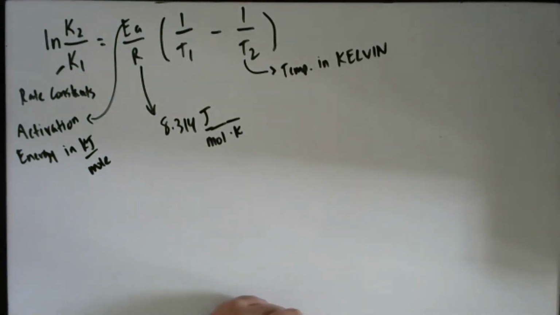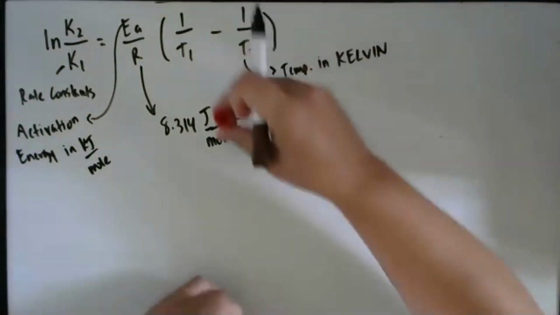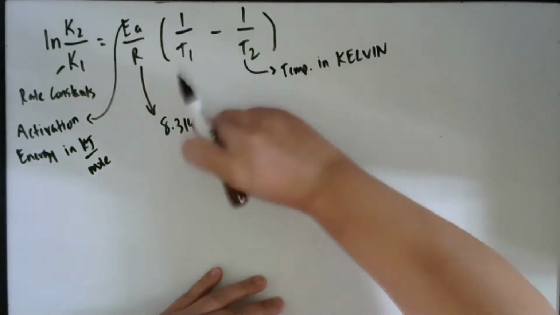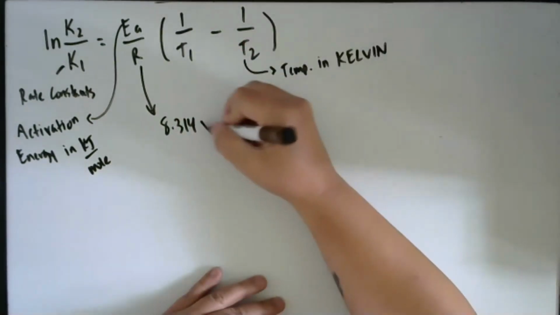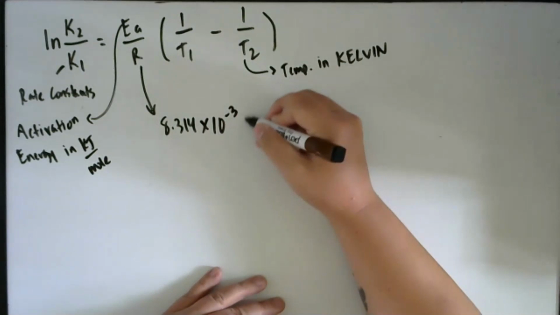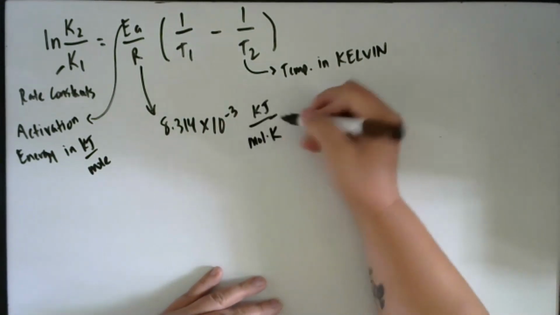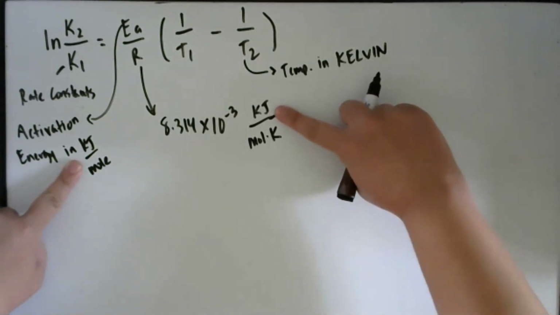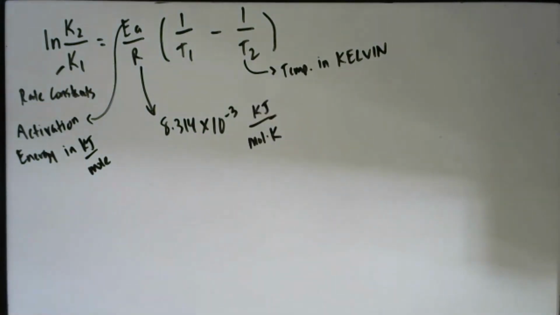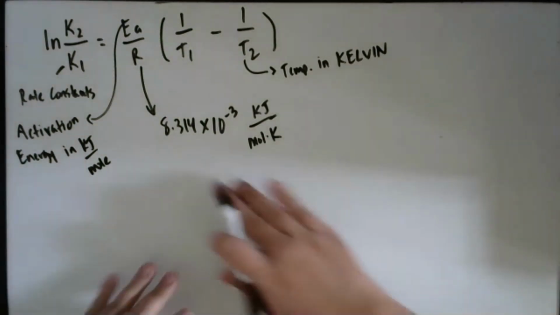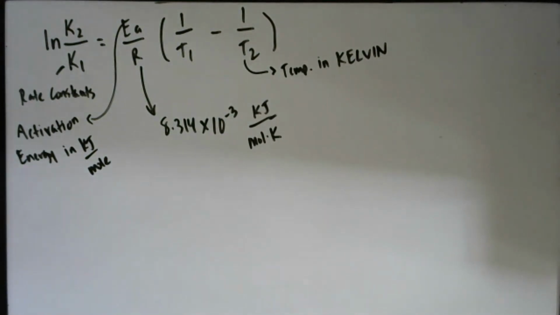I am going to recommend that instead of using this R constant, you use the kilojoules version of it, because then we have units of kilojoules over moles Kelvin, okay? And now you see we have matching units here, okay? I don't think that there's any reason to have a mismatch there. It just sets yourself up for confusion later on. You know, so that's my recommendation, and that's what I'm going to be using here.